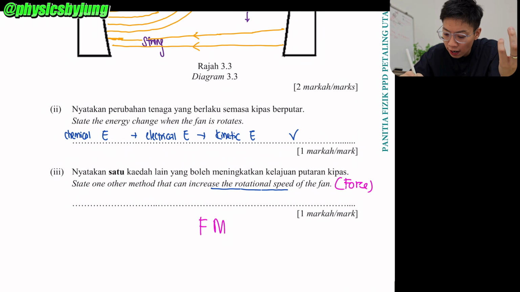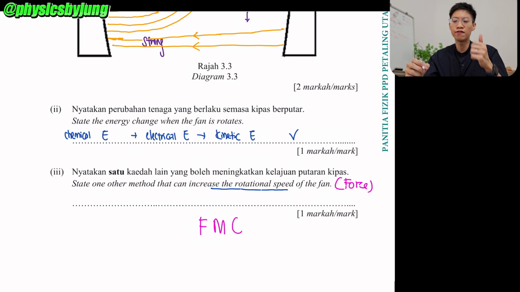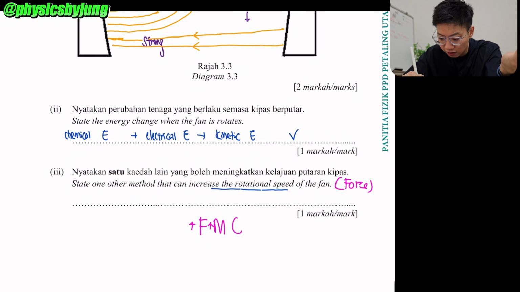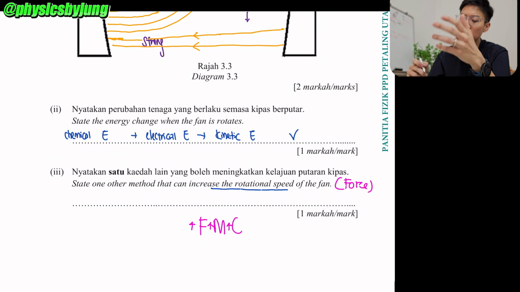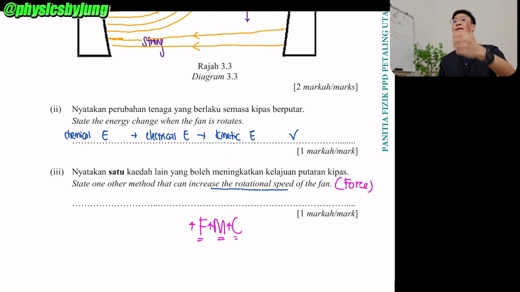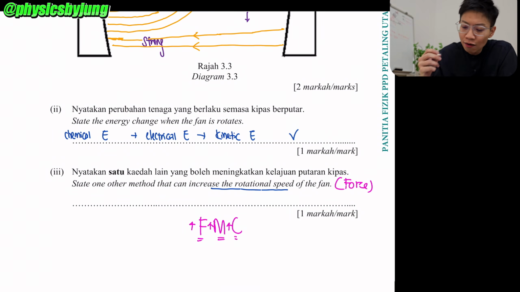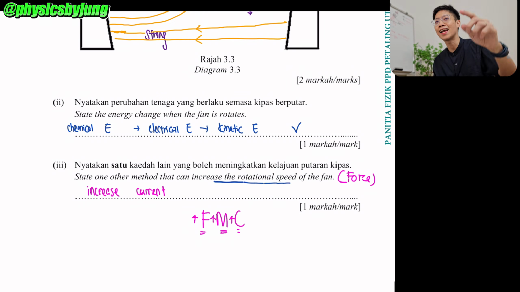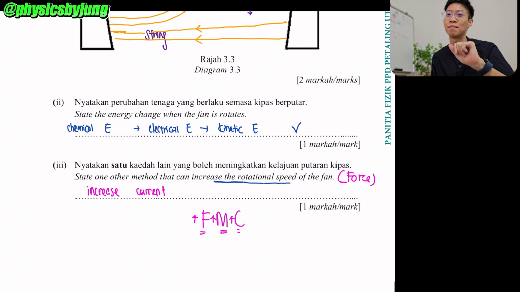So in your happy family, if you want to have more force, it means you must have more mother, you must have more children also, right? Correct? So FMC. So here, if you want more force, it means your solution will be more magnetic field and more current. Okay, I'll show you how I write. So they'll say increase current. Okay, some of the people don't realize this is actually now not acceptable anymore.